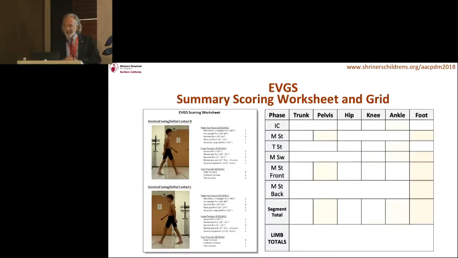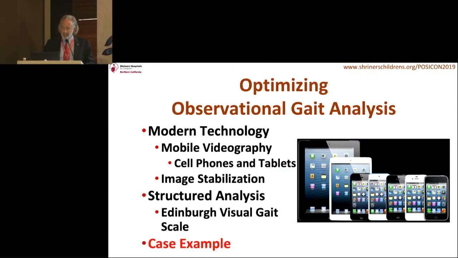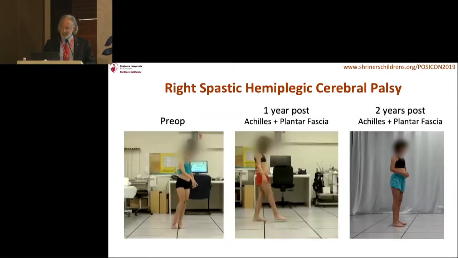To help make the EVGS more functional, we've created these tools, which again are on the website, a scoring worksheet that shows you the particular phase of the gait cycle that you need to stop the video in and what joints you measure. This can be directly transcribed to this grid that divides the gait cycle up into subphases, body segments, and allows for calculation of segment scores and total limb scores. Let me show you how this works in an example.